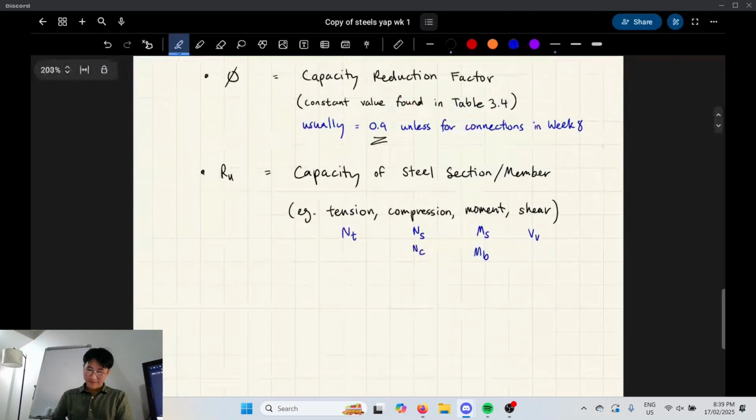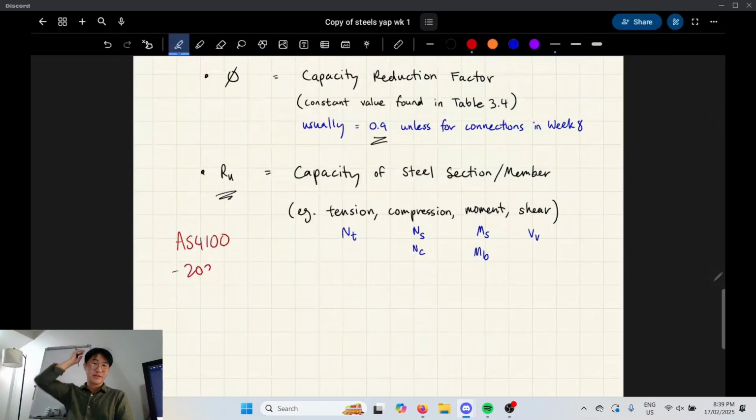So RU is basically going to take us the longest to do because it's based on the Australian standards. There's a document called AS 4100, and it tells you the year that it was updated. So AS 4100 2020 is the most recent edition of how to calculate steel members' strengths.